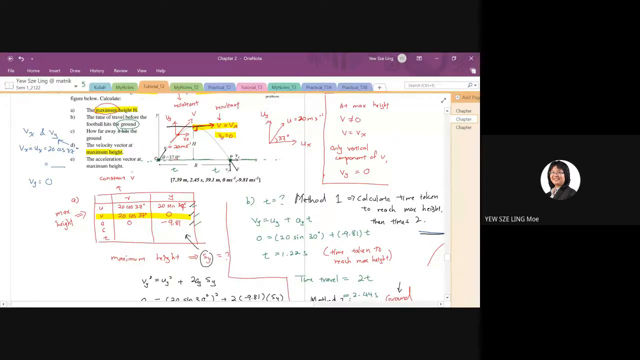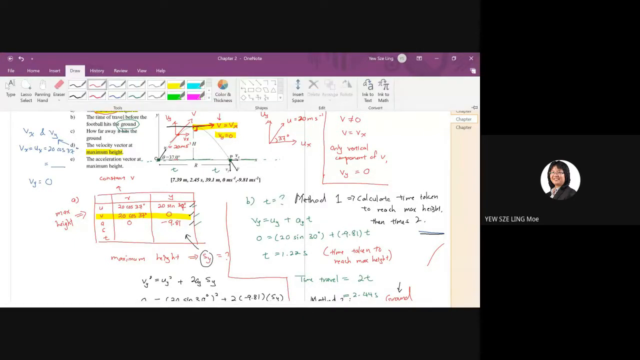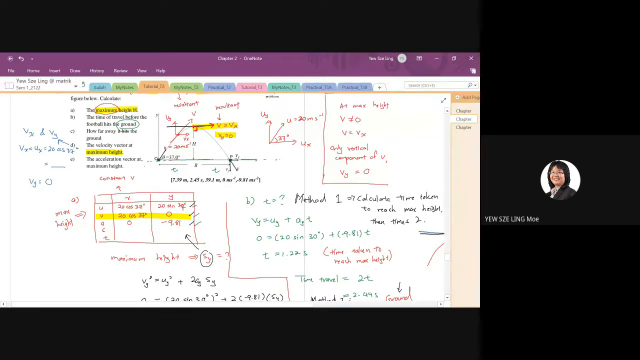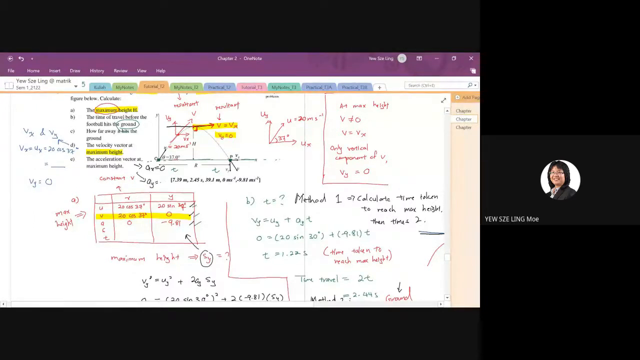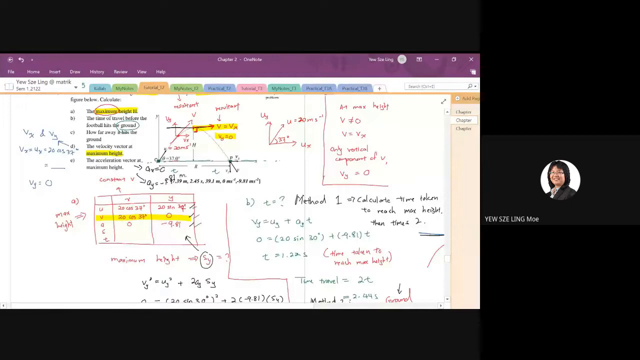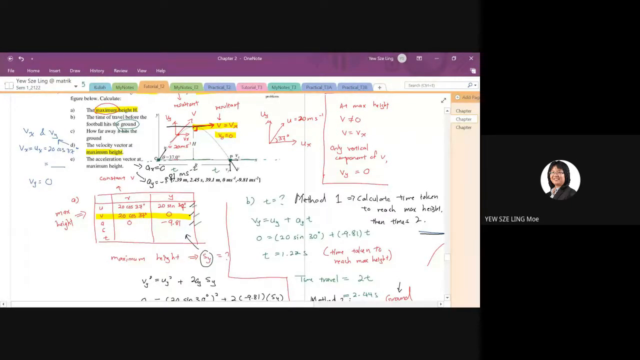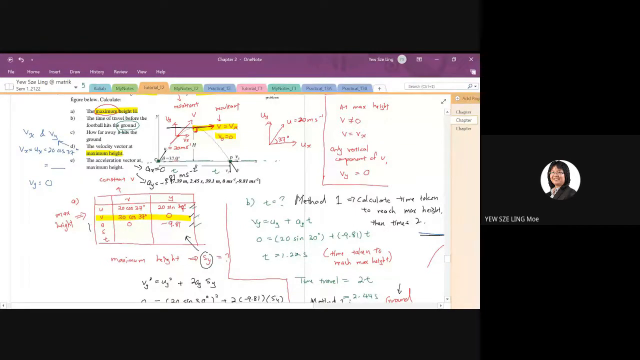You don't even have to think. So for question E, Ax is always equal to 0. Ay is always equal to negative 9.81, regardless of its position. So Ax and Ay, straight away you can get it from the table. So tak kisah objek kamu di mana, Ax and Ay is always the same.